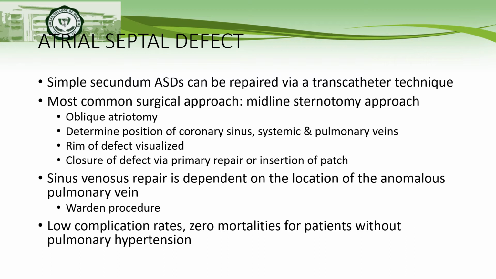rim of the defect. For sinus venosus repair with partial anomalous venous connection, the type of repair is dependent on the location of the anomalous pulmonary vein, so the details of which we won't be discussing. But it is important to take note of a procedure called a Warden procedure. In this operation, the superior vena cava is transected cranial to the connection of the anomalous vein, and the caudal end of the transected cava is oversewn. So the cranial end is then anastomosed to the auricle of the right atrium, and a patch is used to redirect the pulmonary venous blood flow to the left atrium.